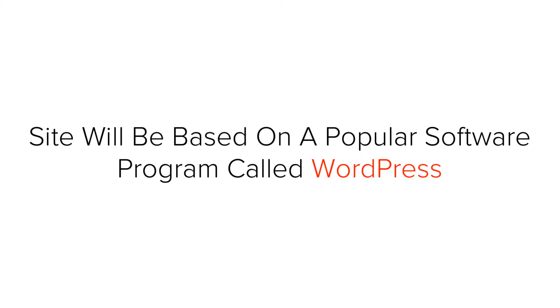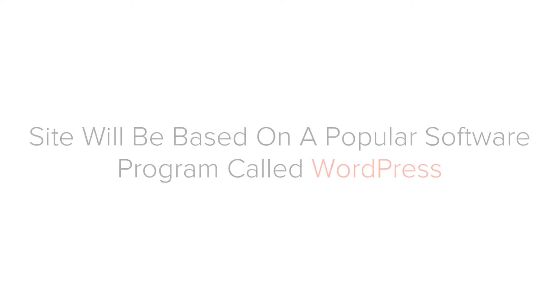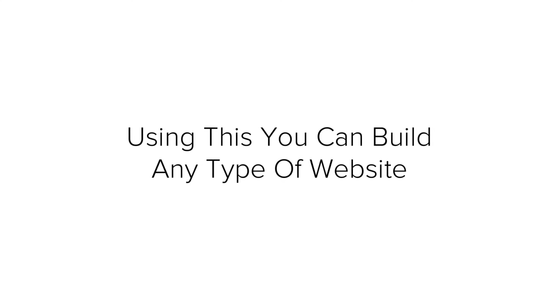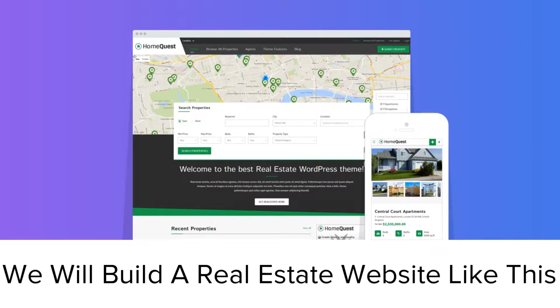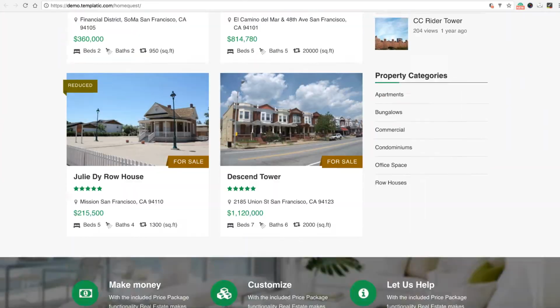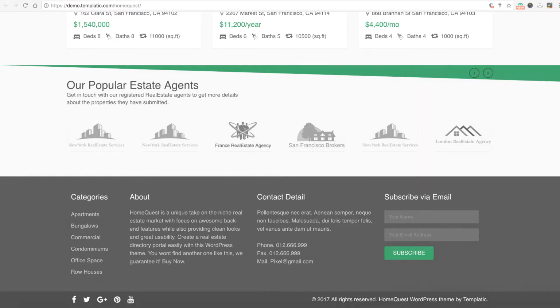The type of website we are going to build today is a real estate website. The site will be based on a popular software program called WordPress, which is currently running millions of websites around the world. You can build any type of website you want, as I'm about to show you. As for this tutorial, we will be building a real estate website like this, with a variety of listings and different categories.